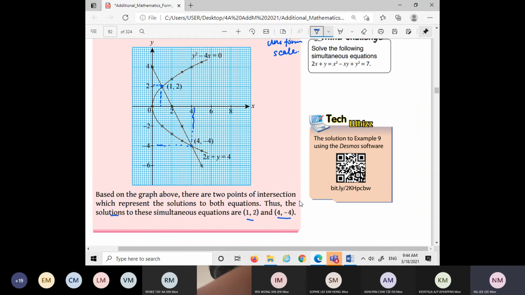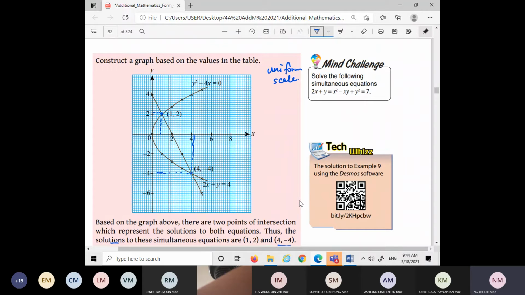Okay, let us see these questions. How to do these questions? It looks like it's only one equation, but actually you see the 2 equals signs here. Actually it's 2 equations. So you have to write in this way: 2x plus y equals 7. That is the first equation. Second equation, x squared minus xy plus y squared equals 7. This is 2 equations.